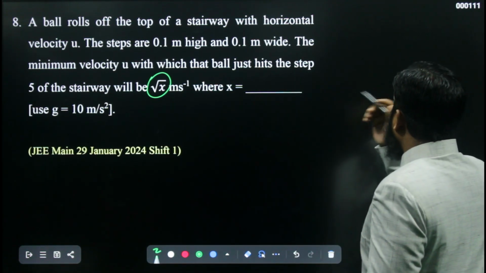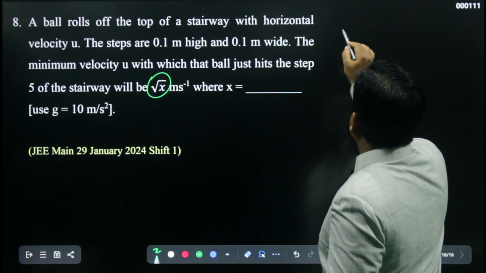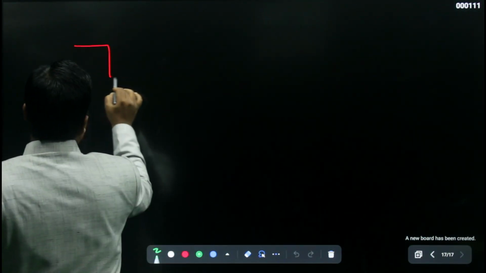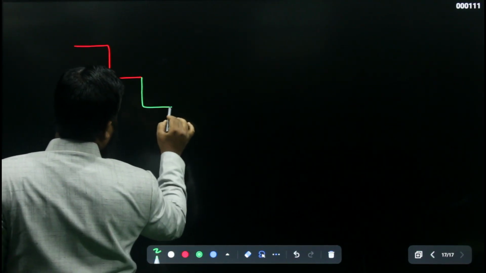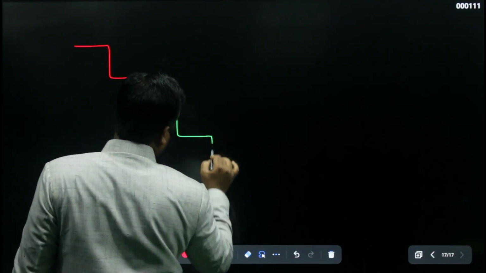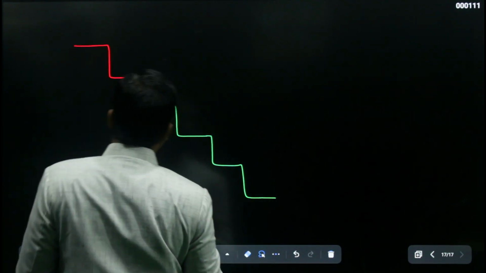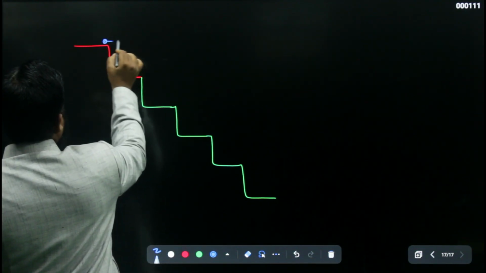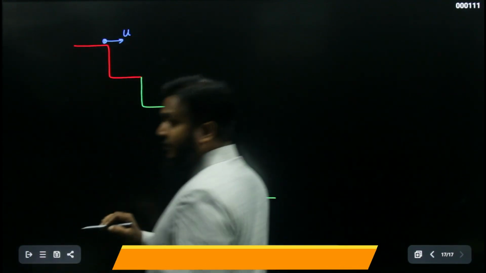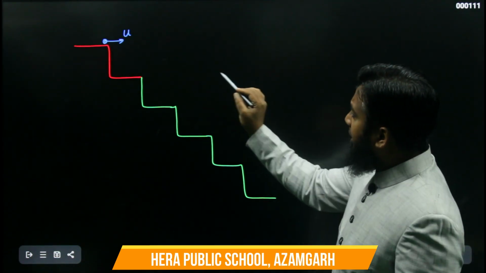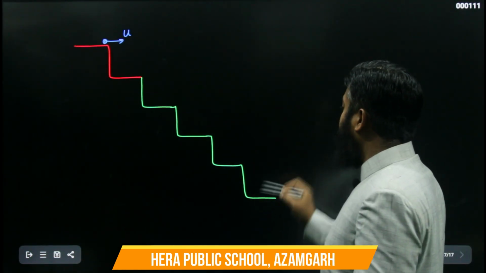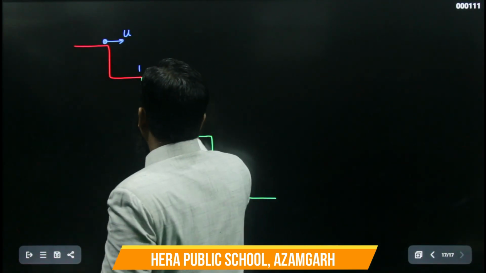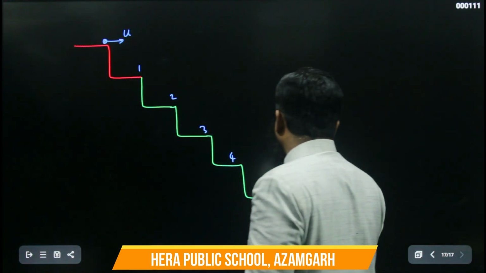Okay, so there is some stairway. Let's make the diagram. Stairway, this is the first step, second step, third step, fourth and the fifth step. Okay, and a ball rolls from the top step. It is moving with a horizontal velocity u. Then it moves from the edge and simply lands on the fifth step. This is step 1, 2, 3, 4 and 5th.